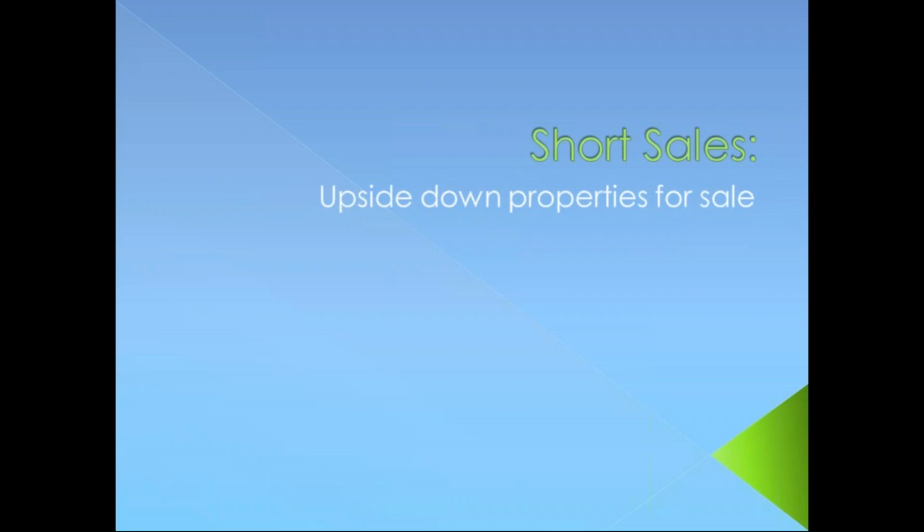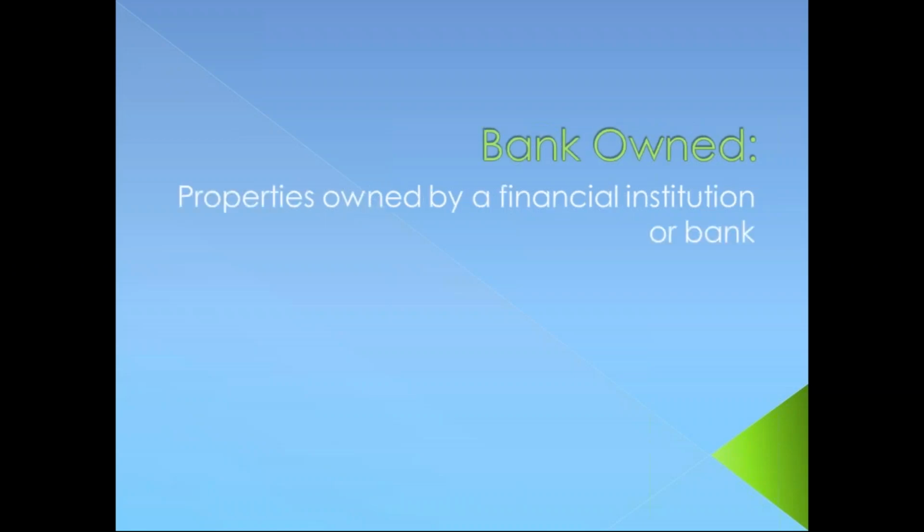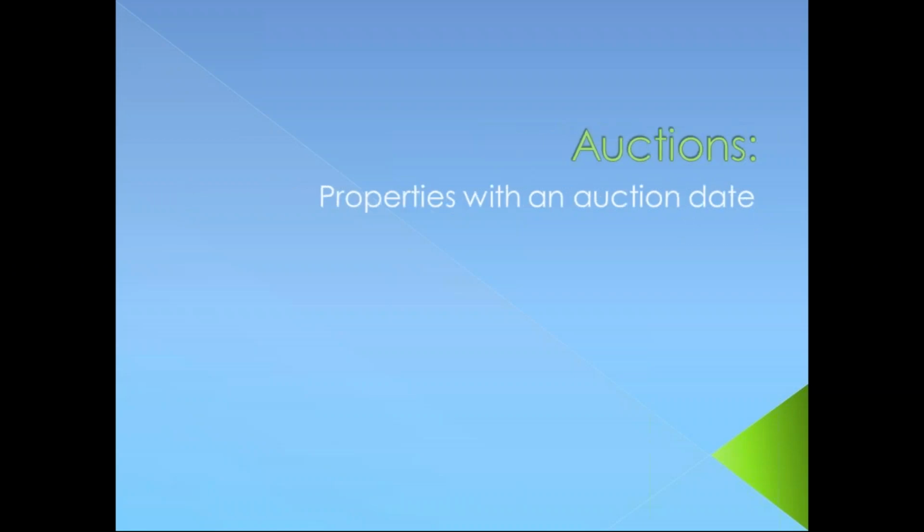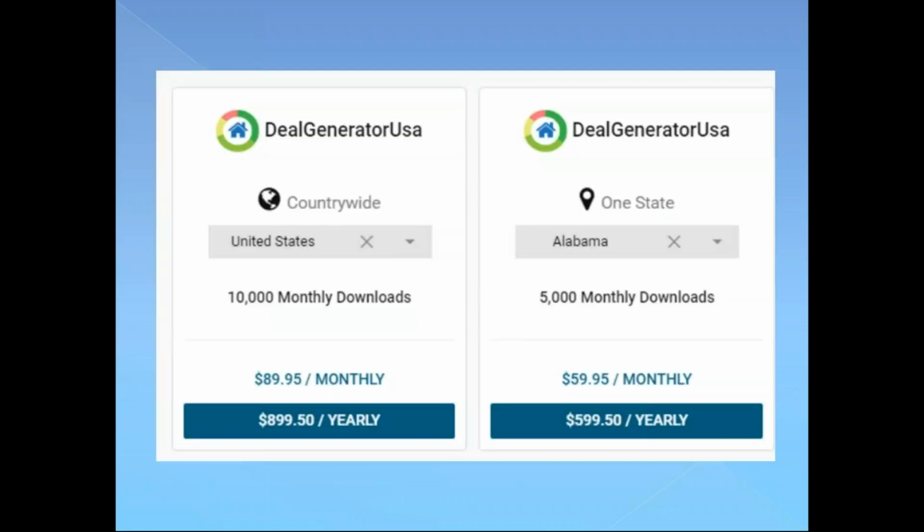These are upside down properties that are for sale. This is properties that have very large debts on them. That's why they are called upside down, distressed properties, underwater. Those are the terms that are most commonly used for this type of properties. Bank-owned properties. Properties owned by a financial institution or a bank. Auctions. These are properties that have an auction date set up.